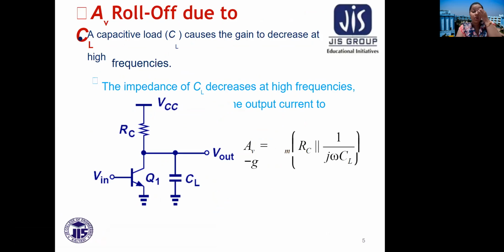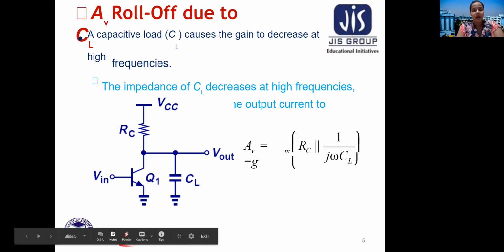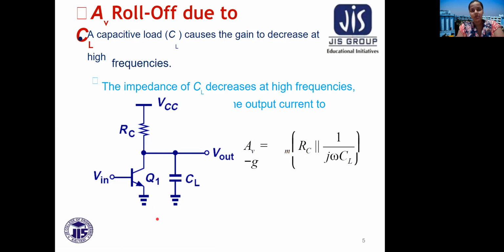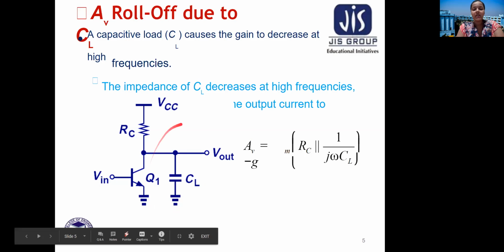Capacitive load causes the gain to decrease. Again, we can say that with capacitance in the load, the gain will decrease. The impedance of capacitance decreases at high frequencies. See here, again there is a capacitor in the output. It can be of any use because we may use a capacitor for resonant purpose, we may use a capacitor for filter purpose, but the presence of the capacitor will again reduce the gain.